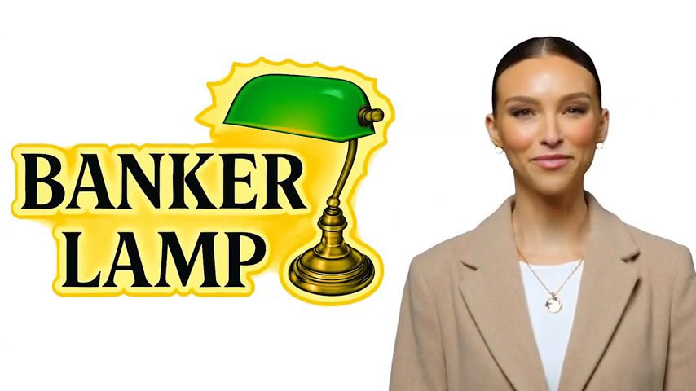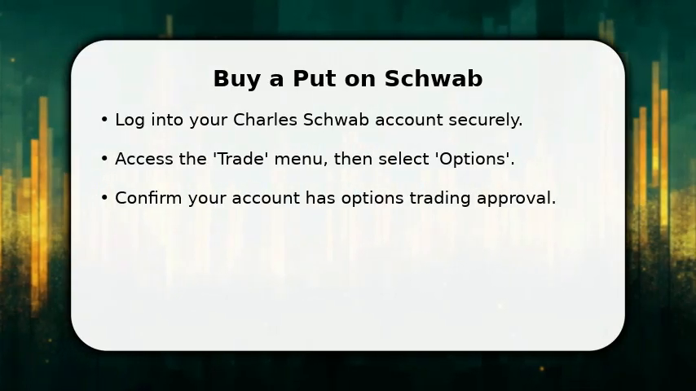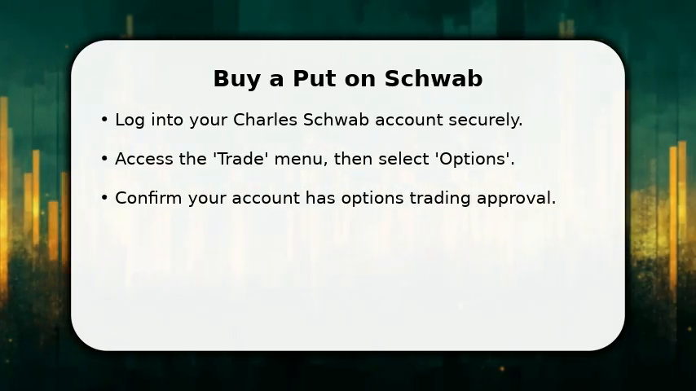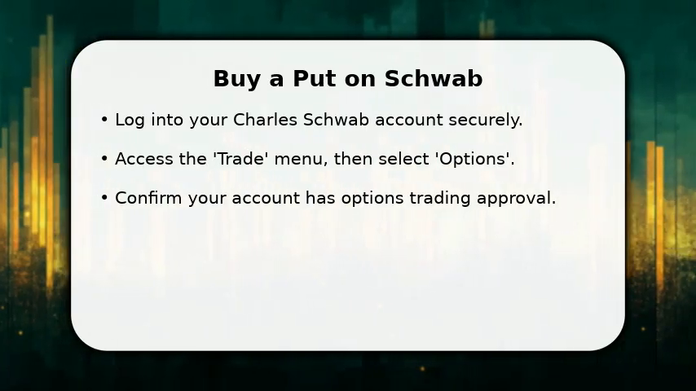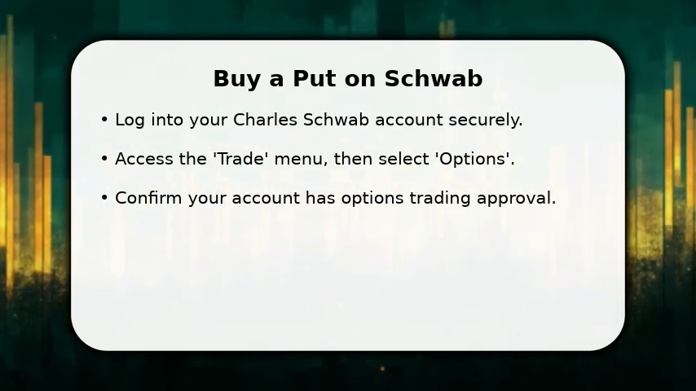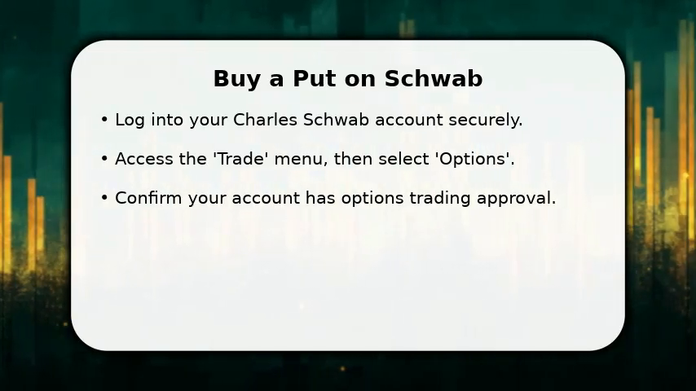Please enjoy the video. In this video, I will explain how to buy a put option on Charles Schwab. First, log into your Charles Schwab account. Once logged in, navigate to the Trade tab, then select Options from the drop-down menu.